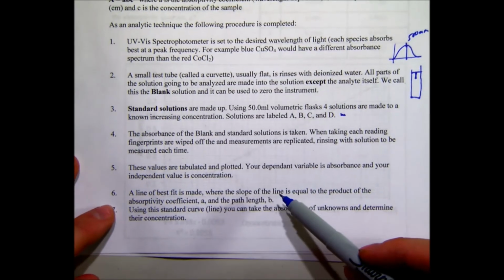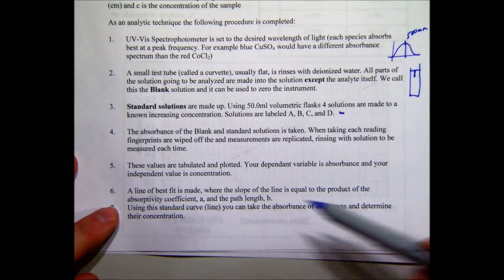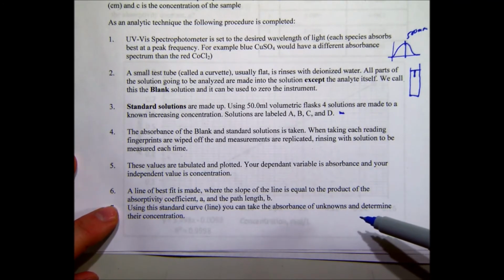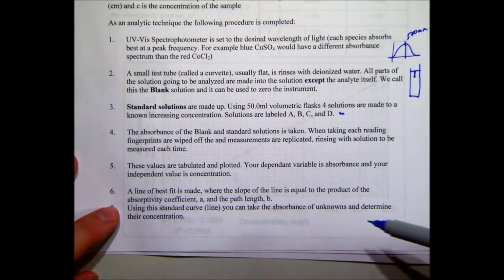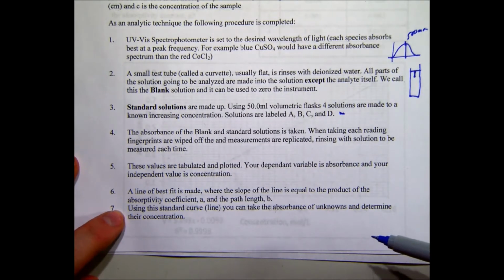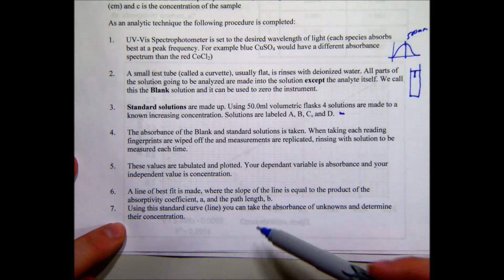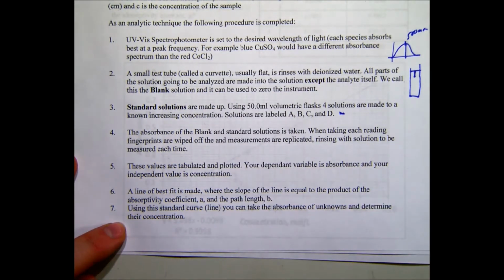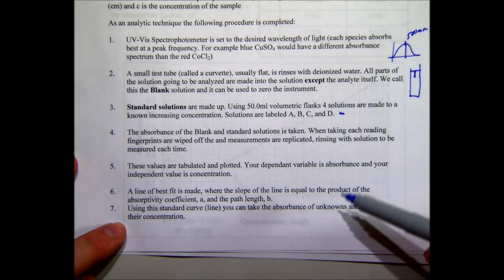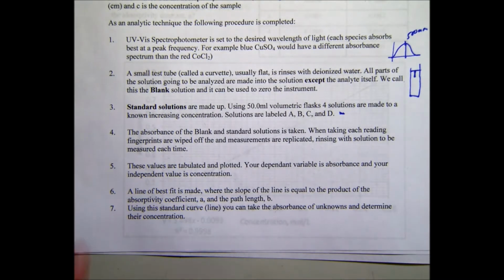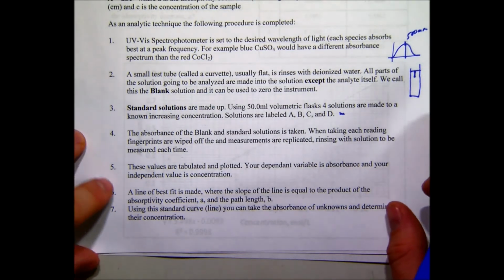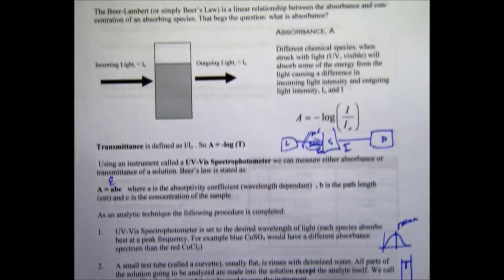So then the next thing we do is make that line a best fit. Usually the best thing to do is to use graphing software for that, so your slope is well done. It's not just an estimate, but if you're stuck, you have to use an estimate. And then using the standard curve, we can interpolate the data for an unknown and find out what its concentration would be, because it's directly related.